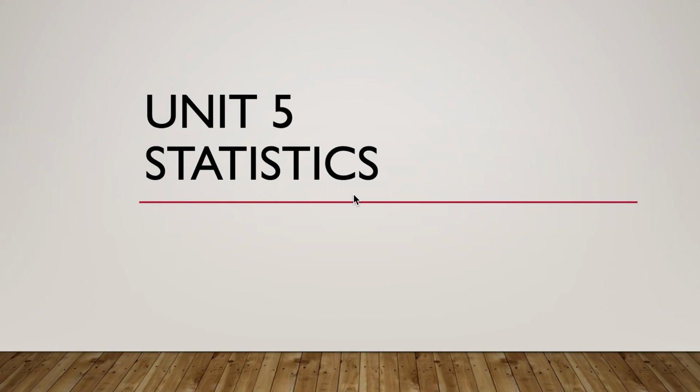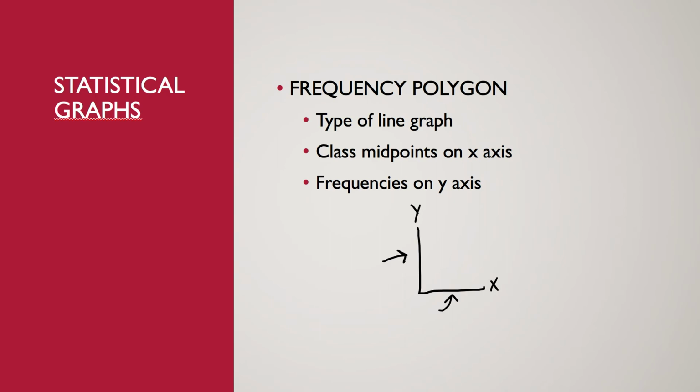Now we'll continue in this section where we're looking at statistical graphs. We're going to look at a different type of graph, and that graph is what is called a frequency polygon. So a frequency polygon is a type of line graph, and on the x-axis, which remember is going across, you're going to have your midpoints. So the midpoints are going to be down here. And on the y-axis, which is the vertical axis, the one that goes up and down, you're going to have your frequencies.